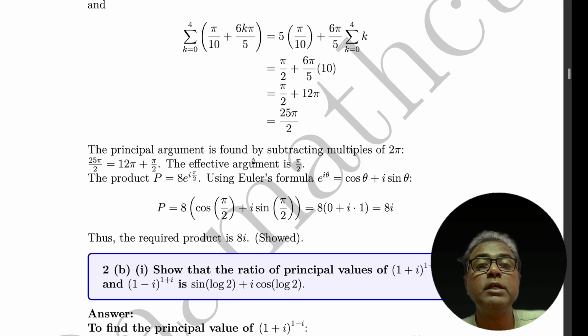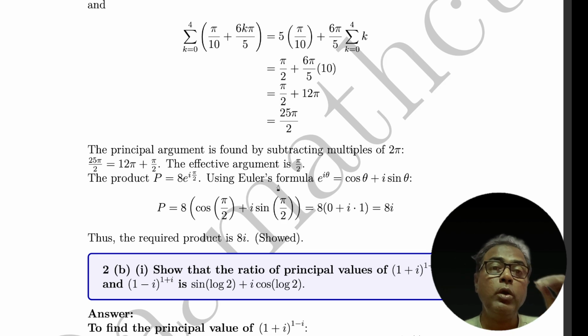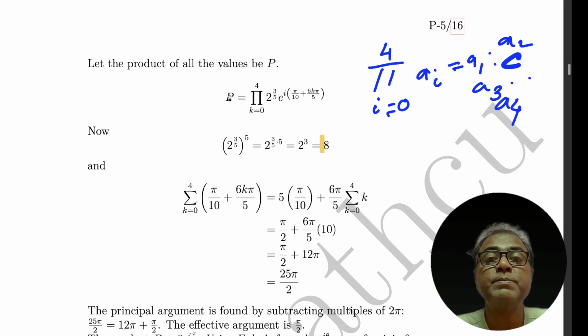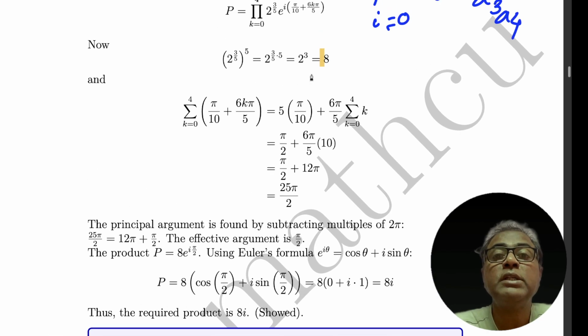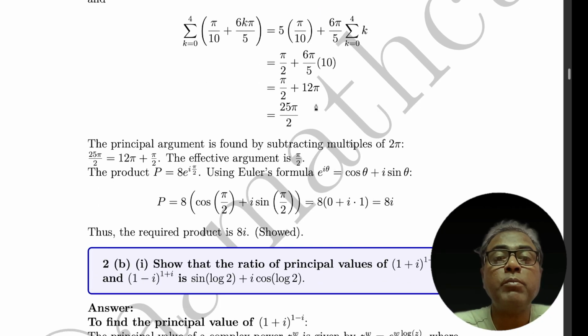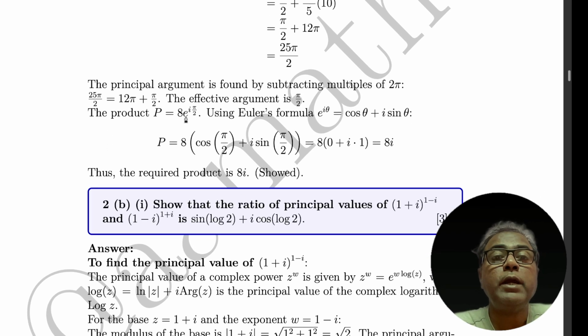The principal argument is found by subtracting multiples of 2 pi. So 25 pi by 2 we can write as 12 pi plus pi by 2. So the principal argument is pi by 2. The product P is 8 into e to the power i pi by 2, where 8 comes from (8) to the power 5 by 5, and from this we get e to the power i pi by 2.